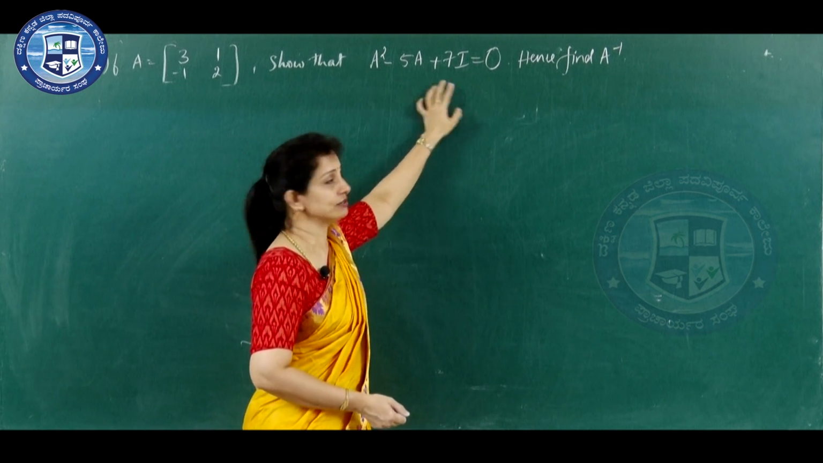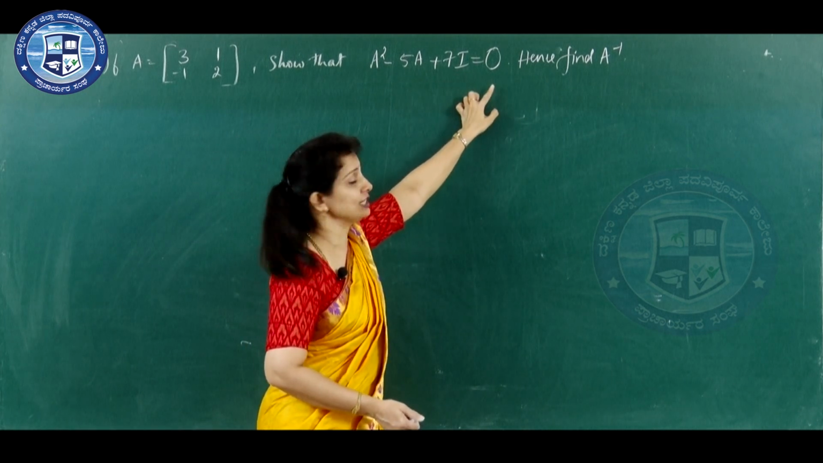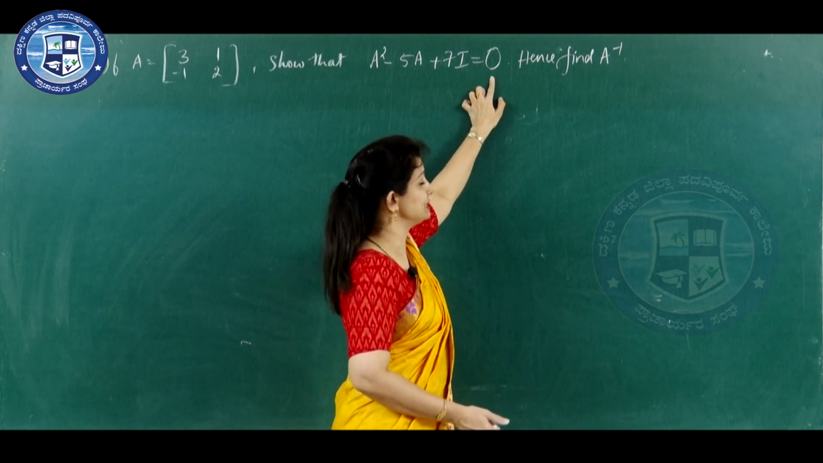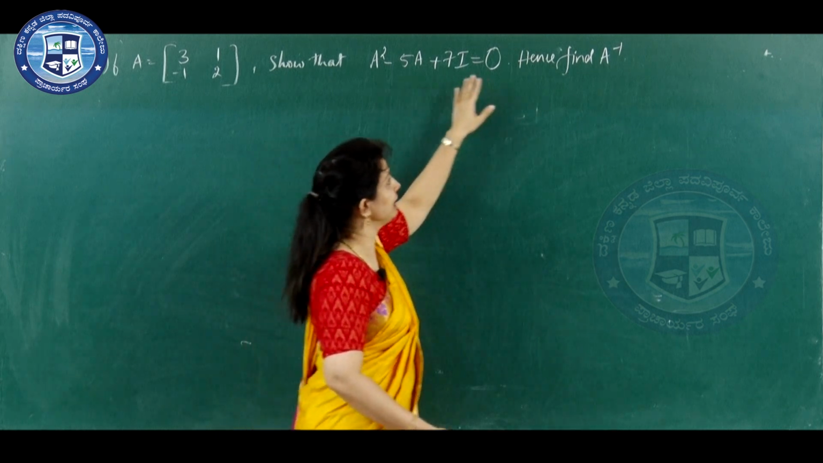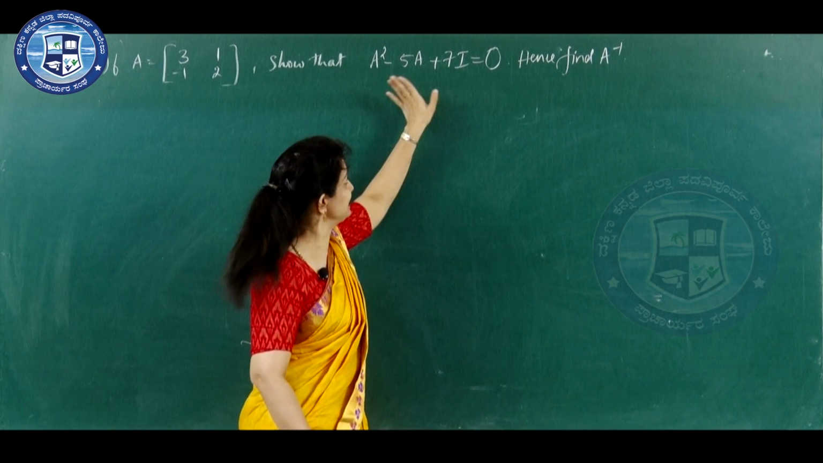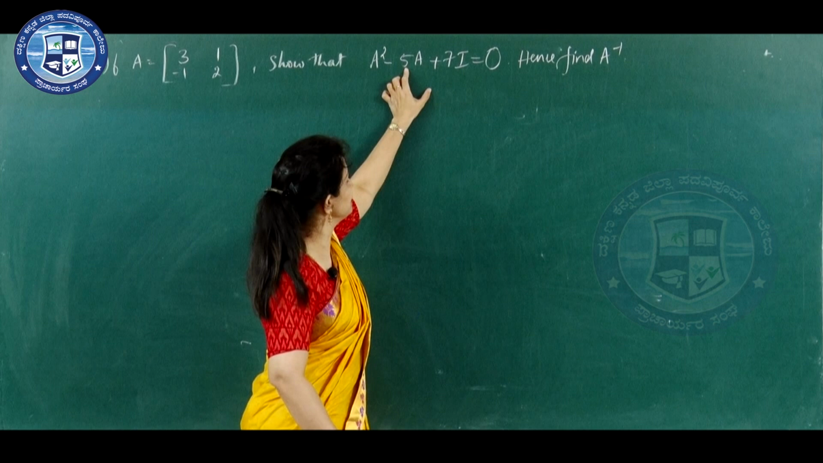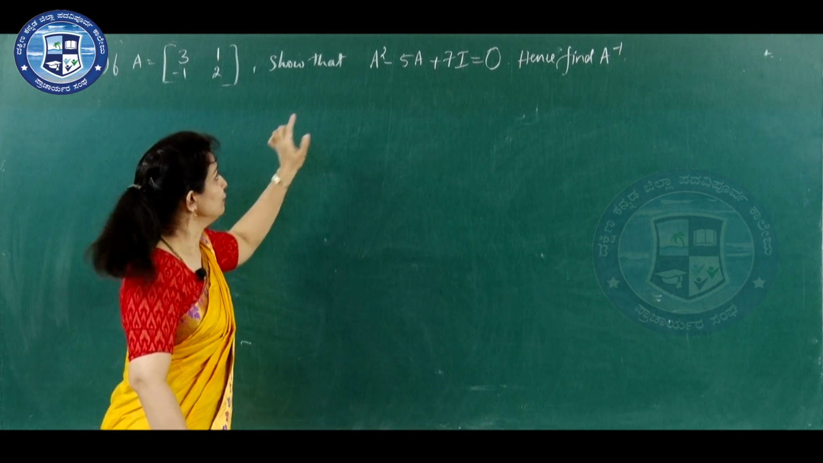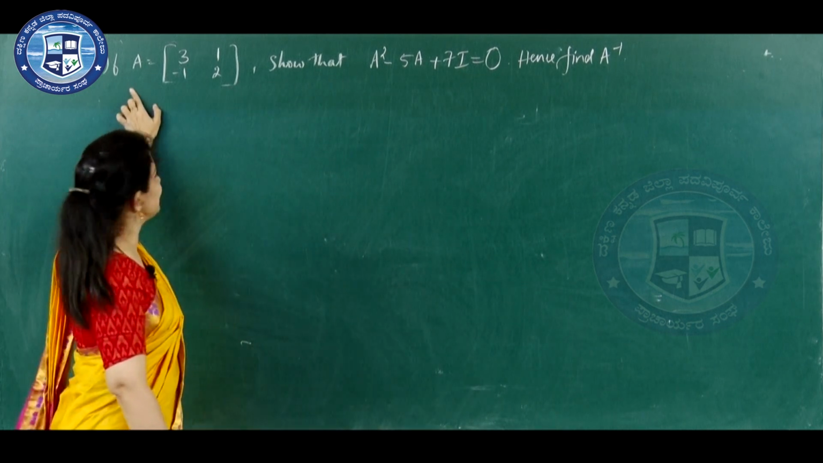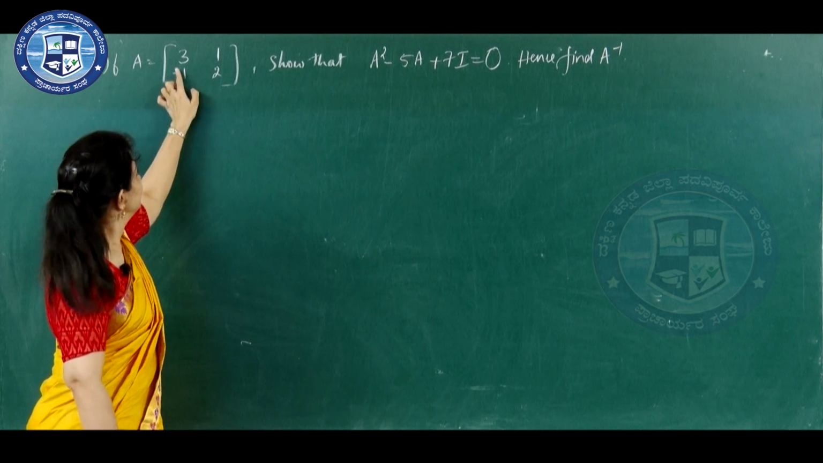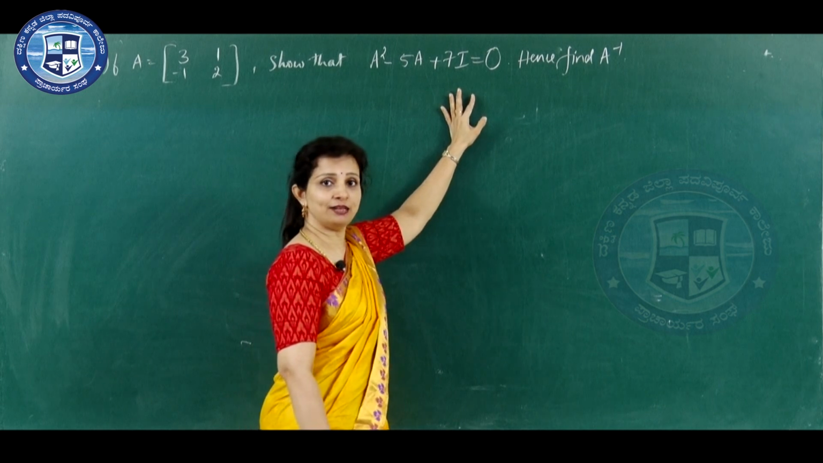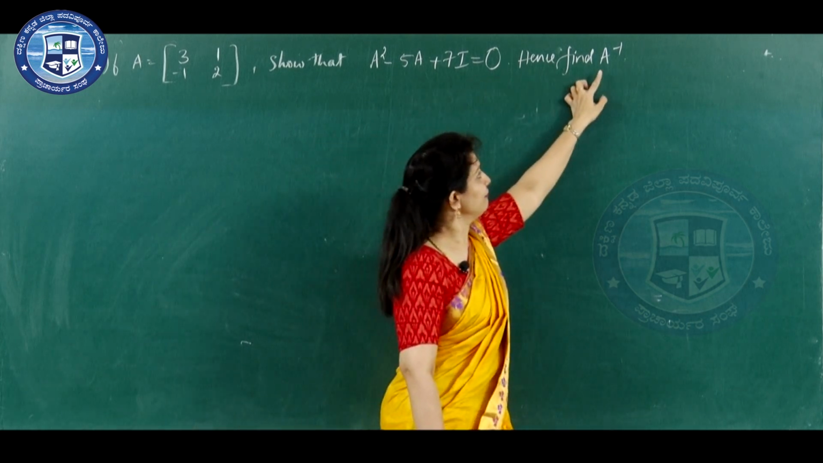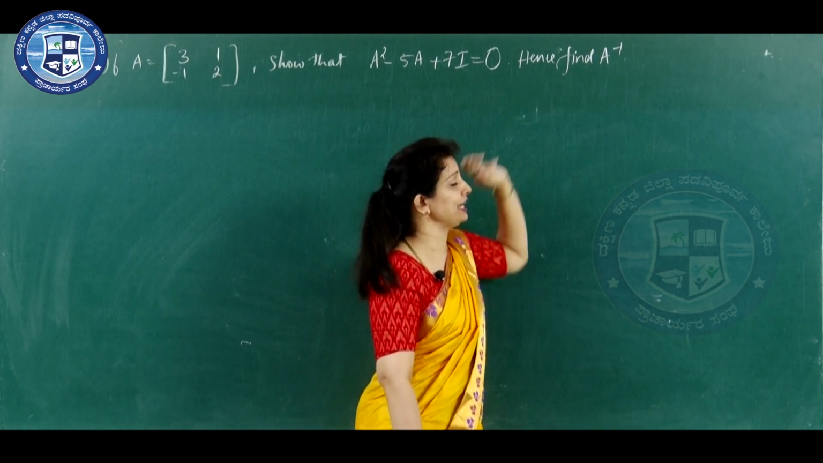you have to prove the equation A square minus 5A plus 7I is equal to 0 matrix. It is 0 matrix. And after proving this equation, you have to find A inverse from this given equation. To prove this equation, the value of A is given. Matrix A is 3, 1, minus 1, 2. So, first prove this equation, and then using this equation, find A inverse.